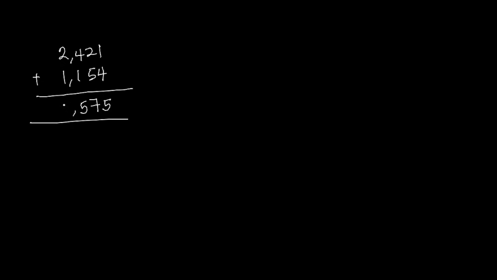2 plus 1 is 3. So we write our 3. So our answer for adding 2,421 and 1,154 is equal to 3,575. All right, let's have a look at another example.